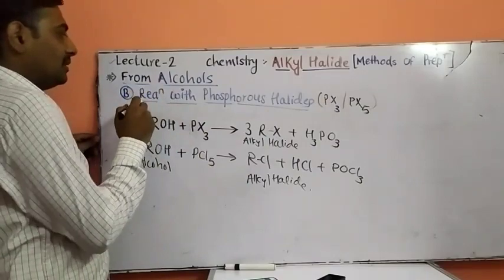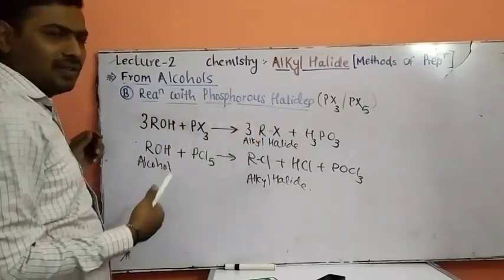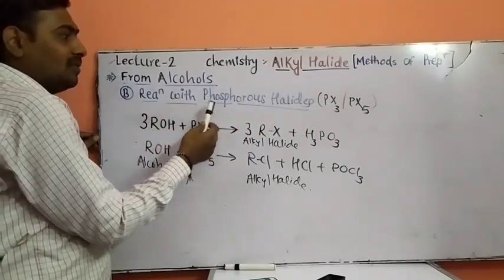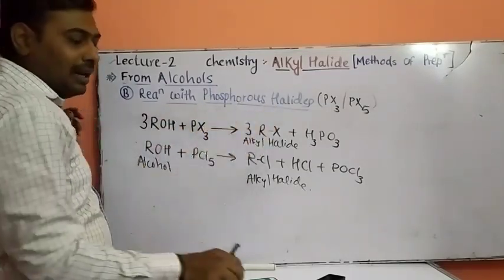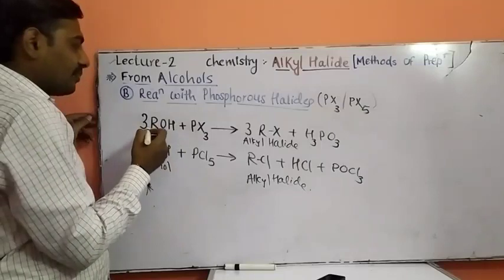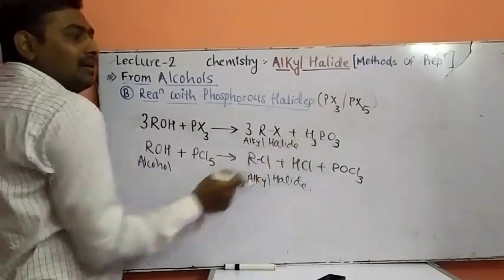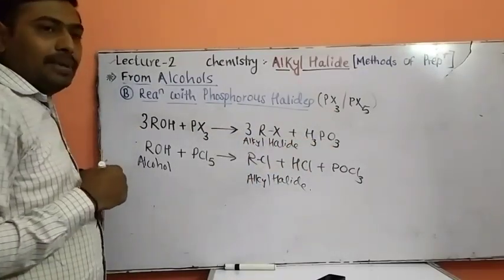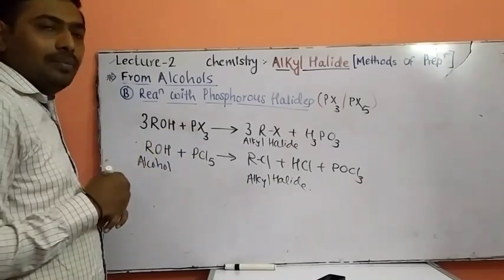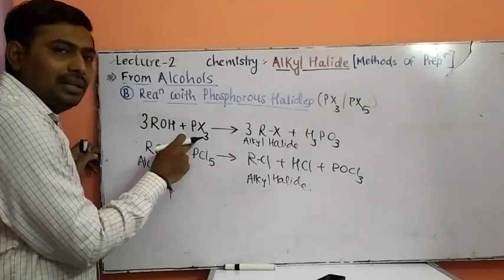Let's deal with the second method, preparation of an alkyl halide from alcohols by reaction with phosphorus halides. Firstly, we discussed preparation from HCl. Right now we'll discuss preparation from phosphorus halides, such as phosphorus trichloride and phosphorus pentachloride. When 3 moles of an alcohol react with phosphorus trichloride, it forms alkyl halide and phosphorous acid as a byproduct. PCl3, PBr3 and PI3 are the PX3 reagents, but PBr3 and PI3 are prepared in situ, whereas PCl3 is readily available.